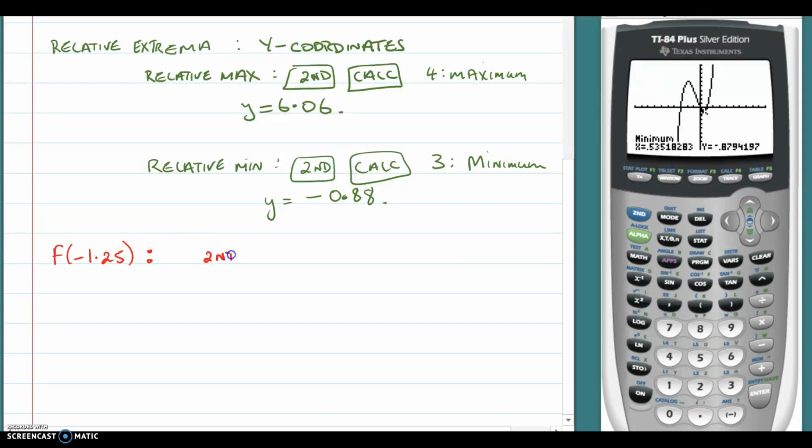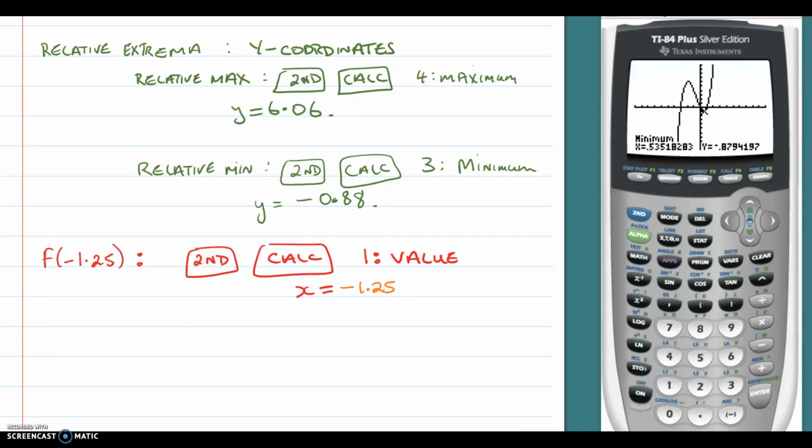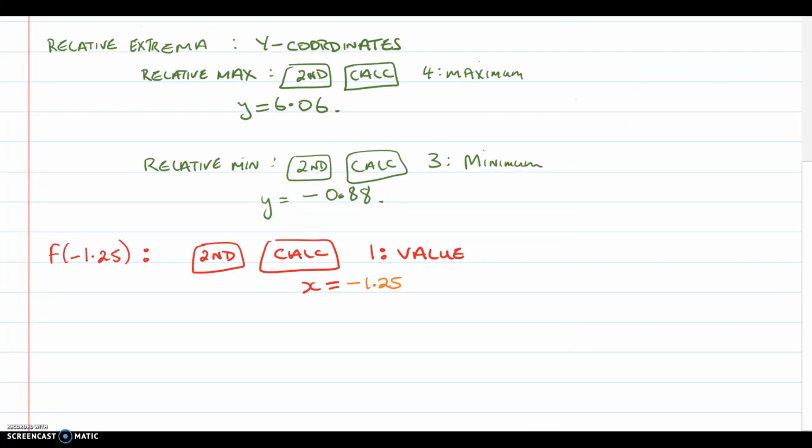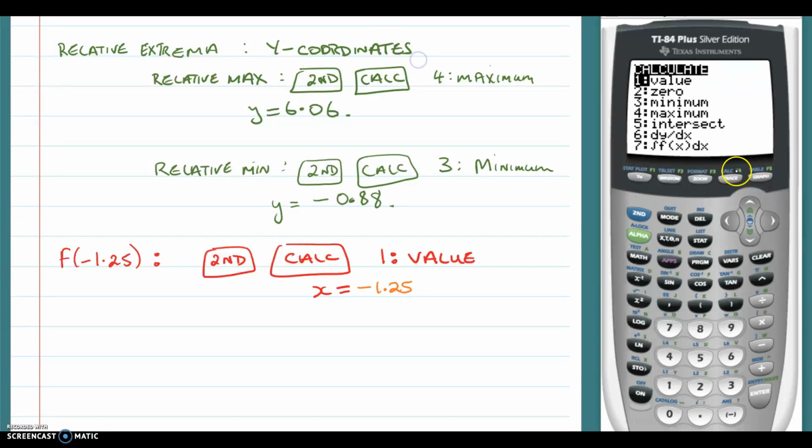You do second calc, and you pick one value, and the calculator is going to ask you x equals what, and that's where you type in negative 1.25. So we're going to type that in, and then, let's see if we can get this back to where we want it. Okay, it's a little bit better. So go second calc, and number 1 value, and x equals, and you type in negative 1.25.